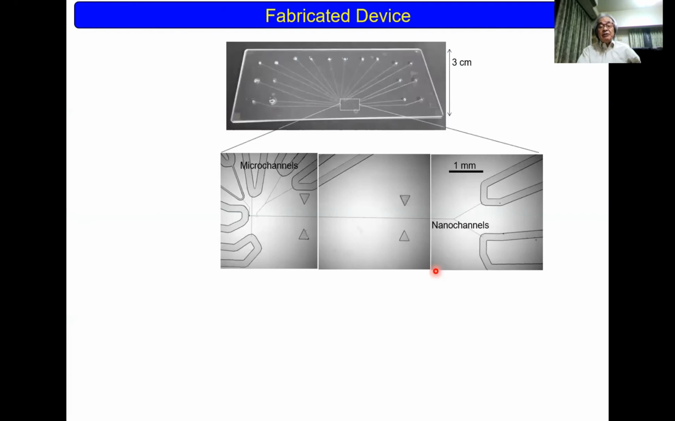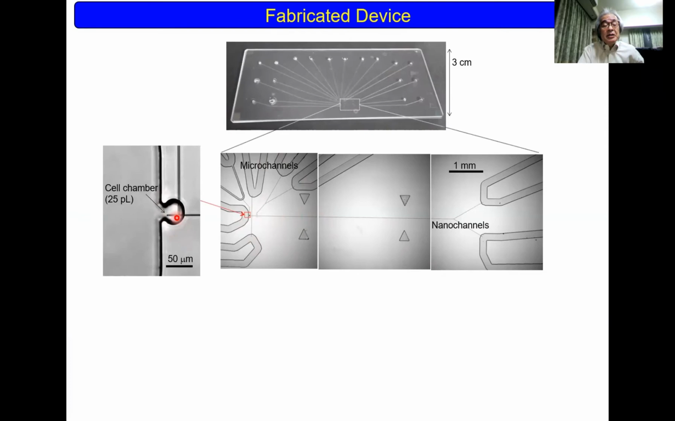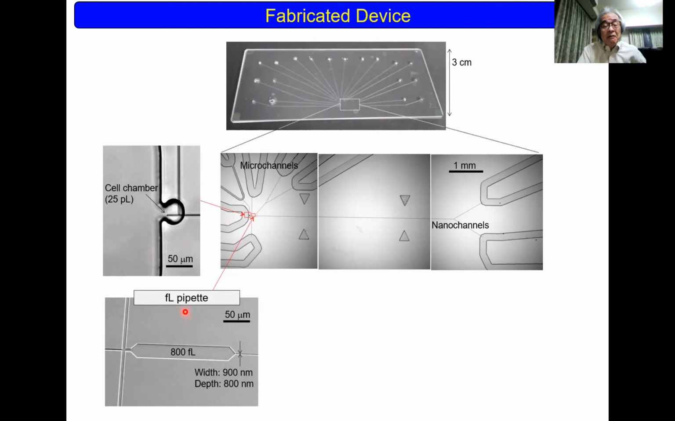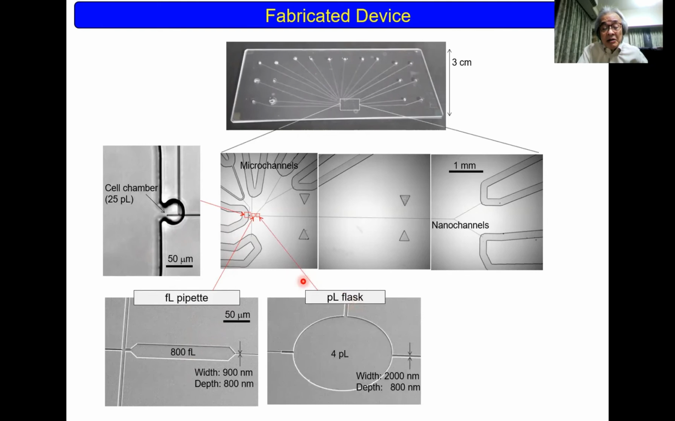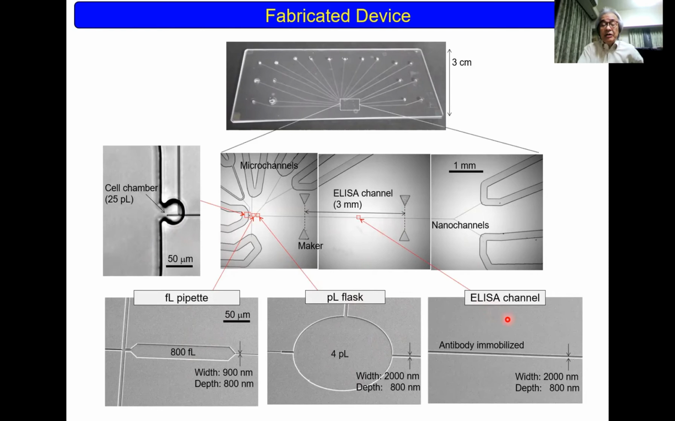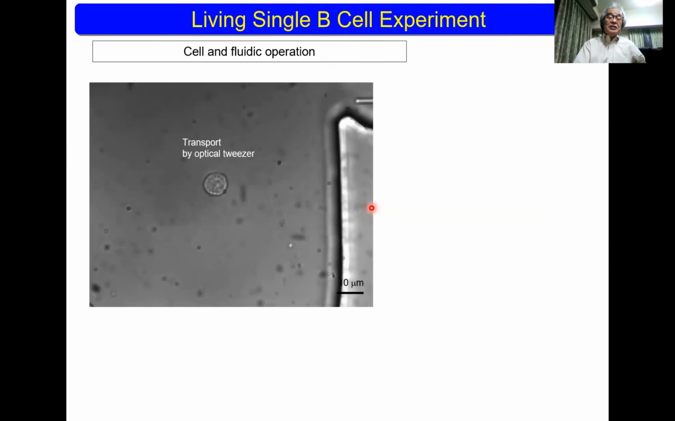And this one is a fabricated nanochannel, and you cannot see anything about here. However, at this point, we fabricate the single cell chamber like this one. And this part is a femtoliter pipette. The volume is 800 femtoliter. And this part is a picoliter flask. And after that, we fabricated the femtoliter ELISA, so immunoassay chamber like this way. So like this way, our fabrication is already in the femtoliter and the picoliter area. And this is evidence of our device. So this is the target single cell, single B cell, living single cell.